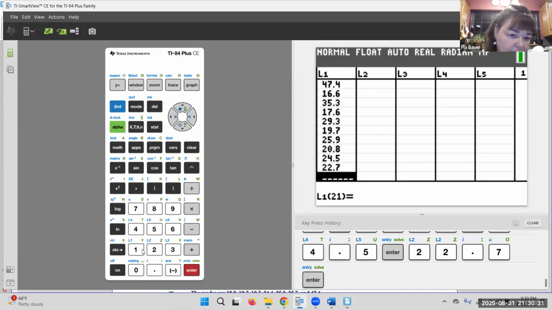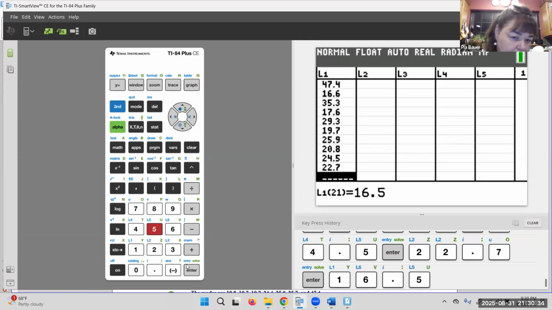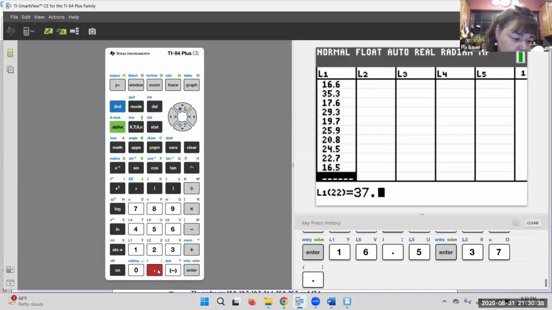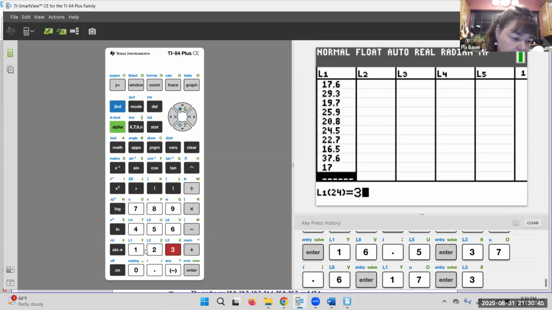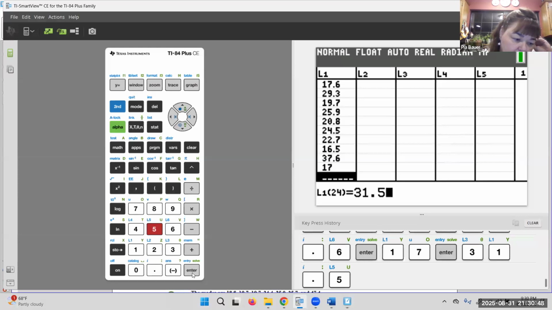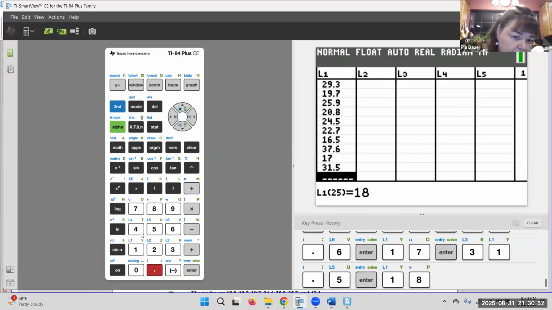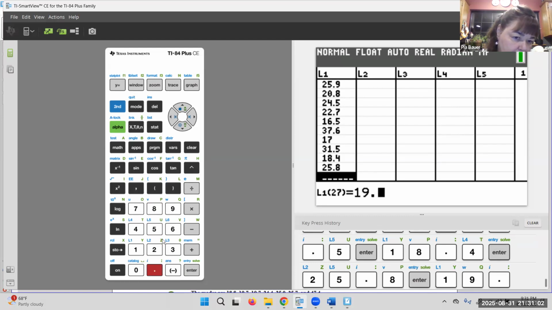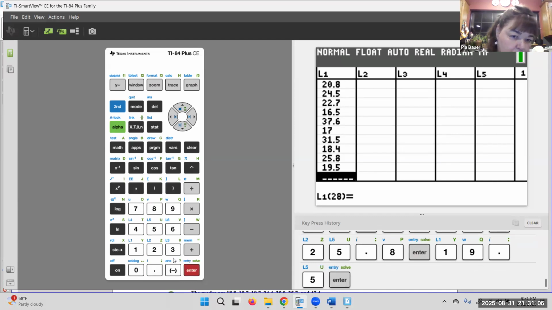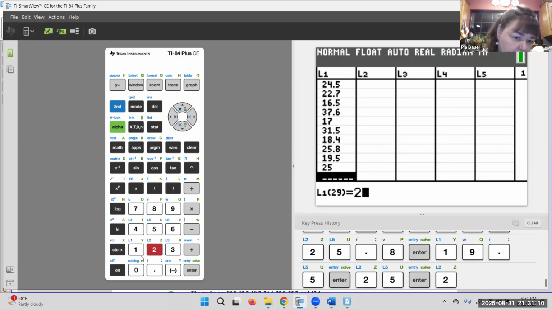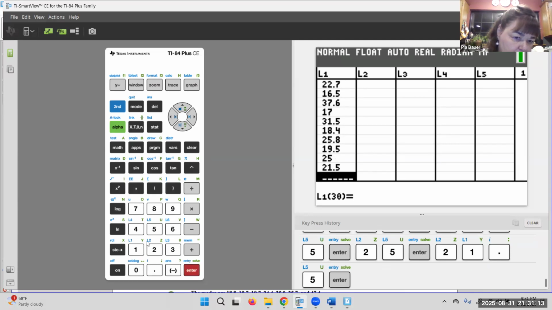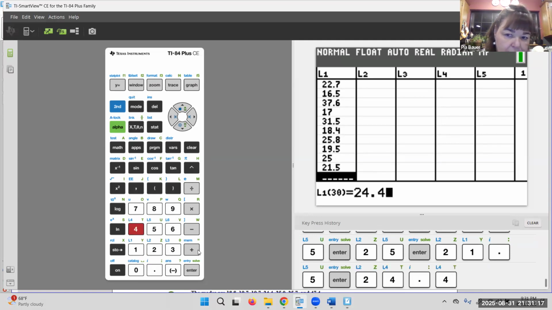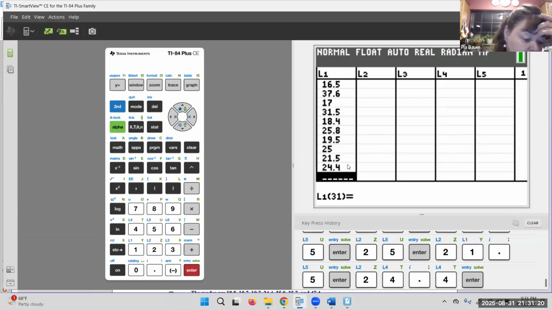Okay, so now the third column. So that will be 16.5, 37.6, 17, 31.5, 18.4, 25.8, 19.5, 25, 21.5, 24.4. Okay, and I'm gonna double check.